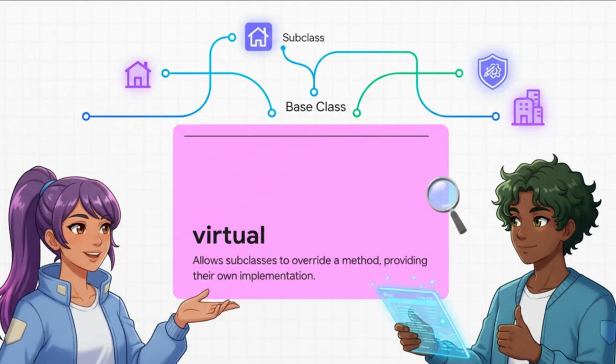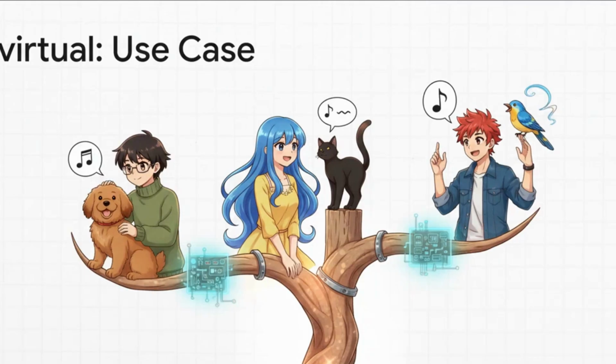First up is virtual. Now, think of this like a really friendly invitation. When you mark a method as virtual, you're basically broadcasting to any other class that might inherit from this one, hey, here's how I do things by default. But you know what? Feel free to jump in and provide your own version if you think you can do it better. A classic example you'll see everywhere is an animal class. It's got a virtual speak method. A dog, a cat, a bird, they all speak, but they all do it very differently, right? Virtual is what lets them each have their own unique sound.